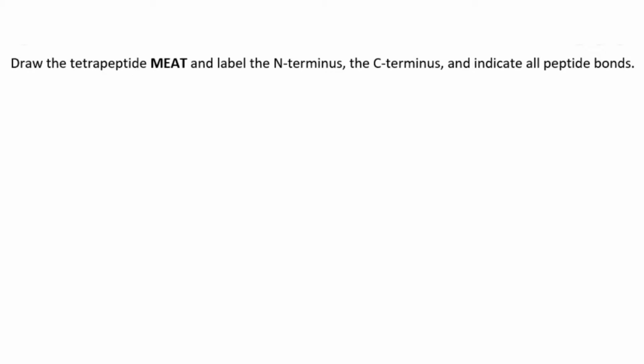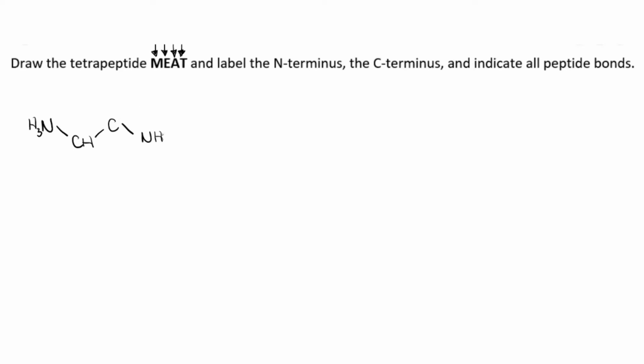This MEAT is literally the single letter code for methionine, glutamate, alanine, and threonine. So we're going to draw this. The sequence that I draw peptides is N-C-C. So repeating that sequence, you're going to have nitrogen, and we're going to add the hydrogens as we go, carbon, carbon. This carbon here, the second carbon, does not get a hydrogen. You will see why here in a minute.